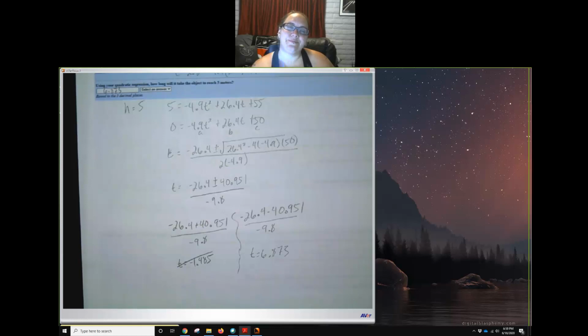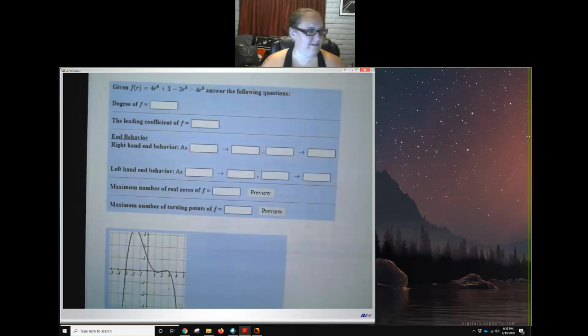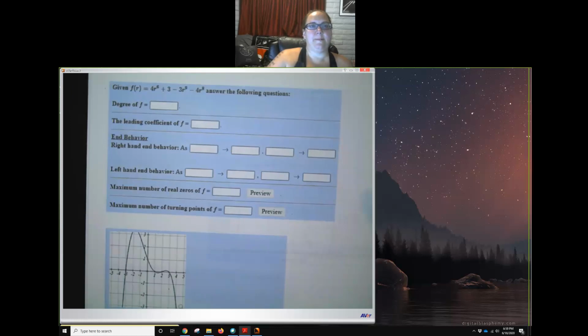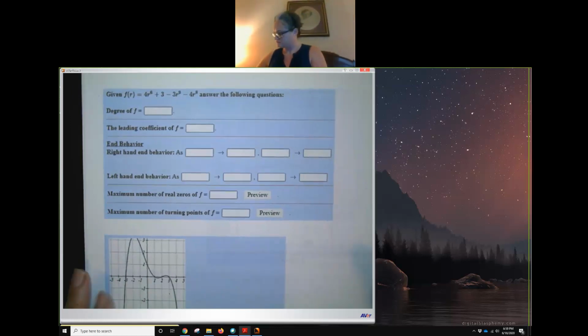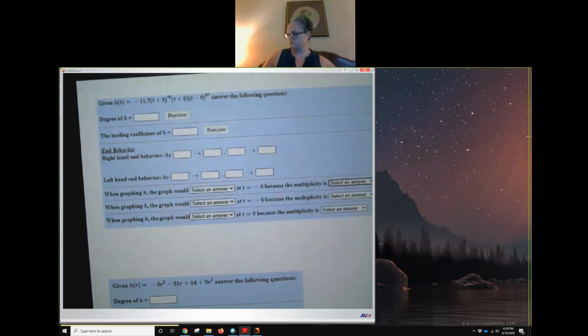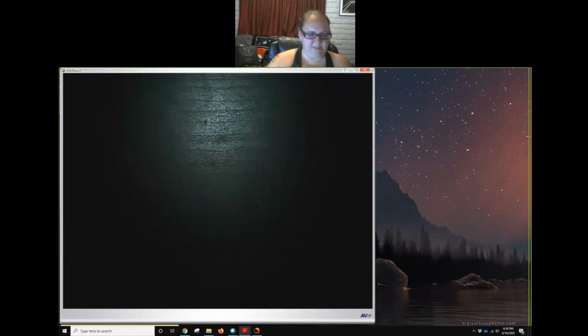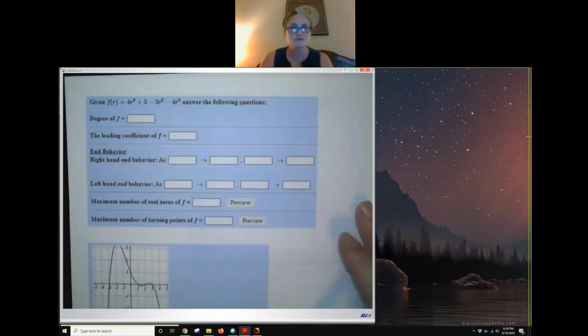Okay. So then, did I print the right one? Looks right to me. Yeah, okay. I thought this was rationals, but I guess rationals are next, and this is the beginning of polynomials.